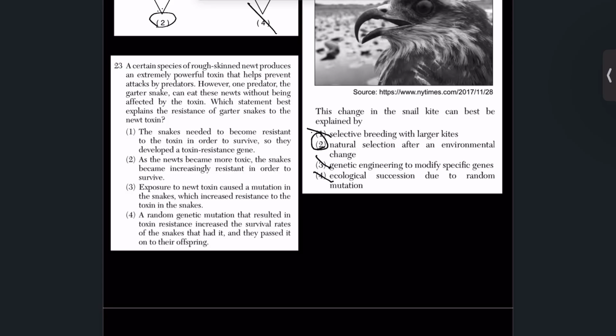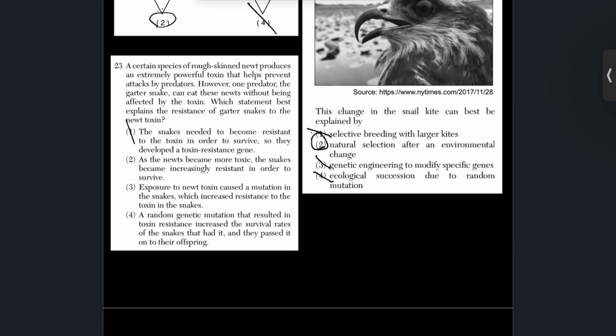So, number 1 says the snakes needed to become resistant to the toxins in order to survive, so they developed a toxin-resistant gene. This would not be our answer because evolution doesn't work that way. This is one of the key things that Darwin noted in his theory. Evolution occurs over a long period of time. One organism doesn't just say, I want to be able to eat these, so I'm going to develop this. It occurs over a longer period of time with random mutations and different combinations through sexual reproduction. So it's not that one snake needed to become resistant, so they developed a toxin-resistant gene. It's rather that the gene was mutated and it happened to be advantageous. So number 1 would not be our answer.